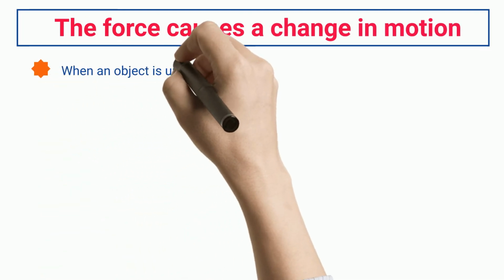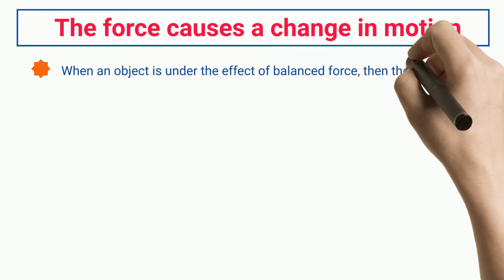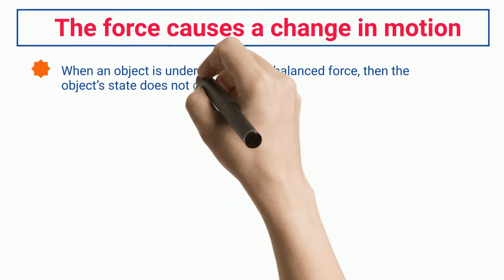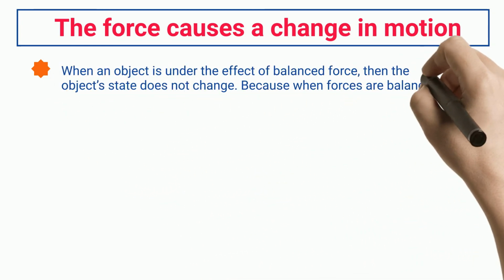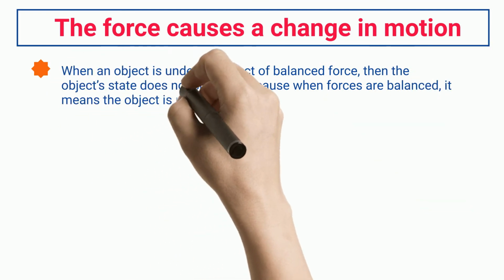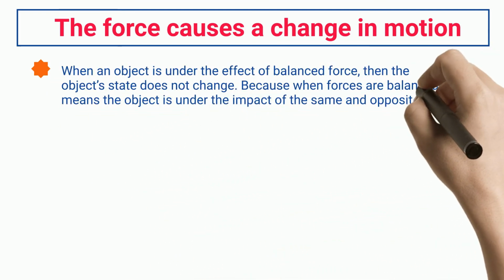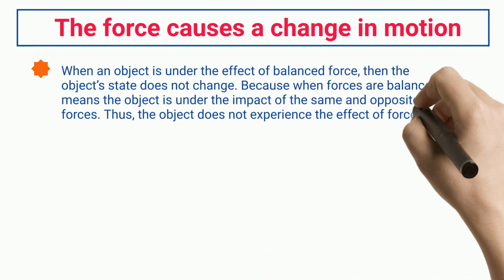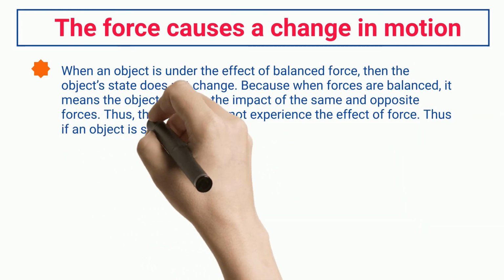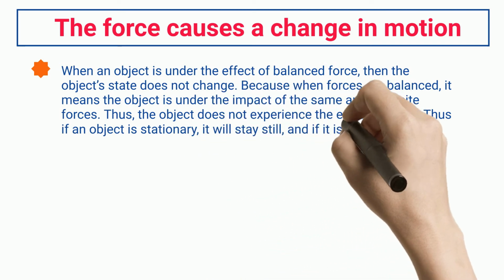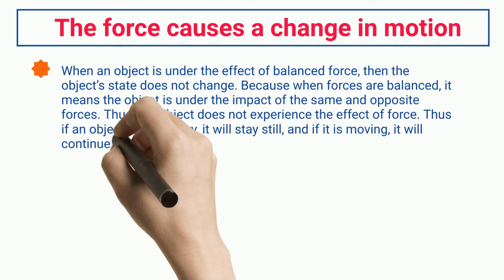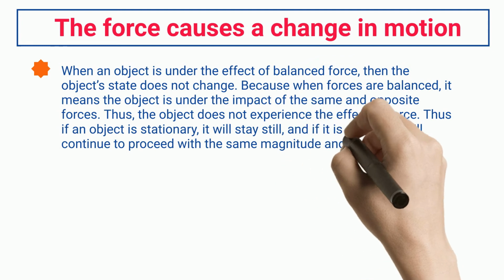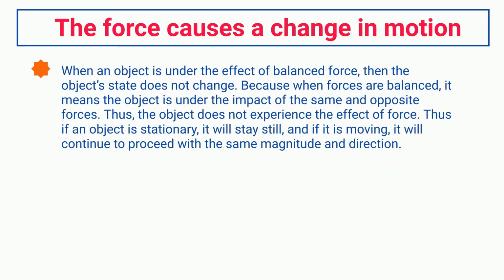When an object is under the effect of balanced force, then the object's state does not change. Because when forces are balanced, it means the object is under the impact of the same and opposite forces. Thus, the object does not experience the effect of force. Thus, if an object is stationary, it will stay still, and if it is moving, it will continue to proceed with the same magnitude and direction.